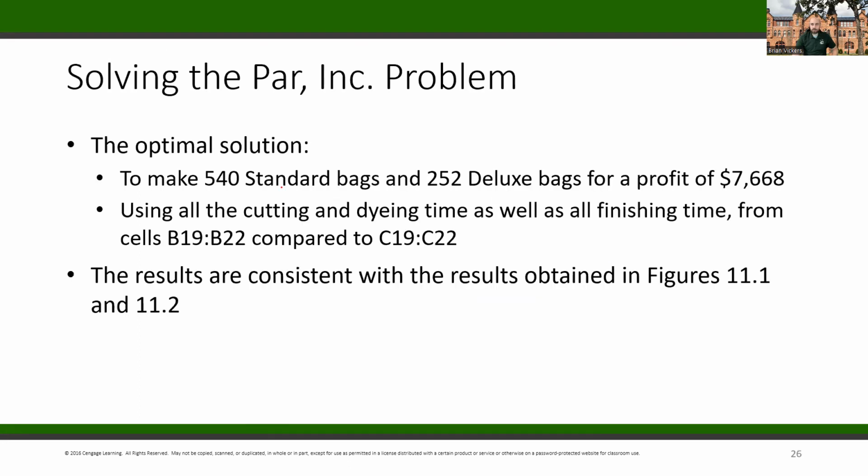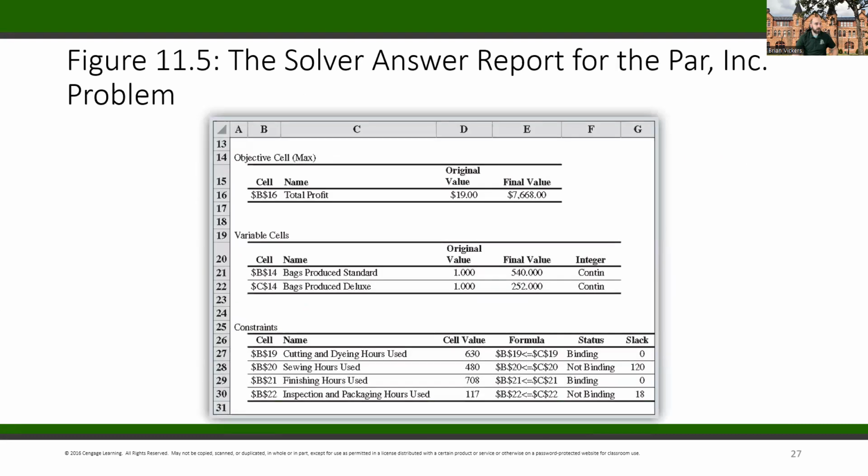So it found a solution, which is to make 540 of the standard bags and 252 of the deluxe bags. That's the profit. It uses up all the cutting and dyeing time and all the finishing time, and there are some other things left over. This is what the answer report is going to look like in Excel.